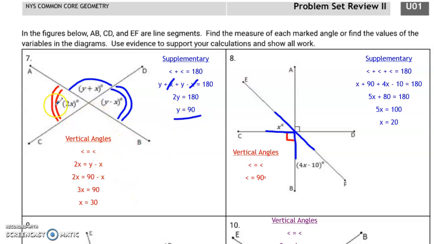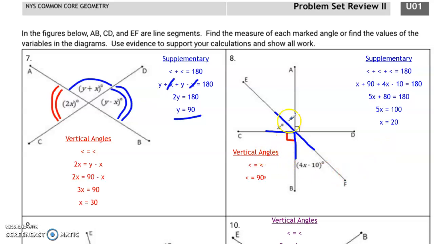Once we found that, we knew that these two angles, 2x and y minus x, were vertical angles. We substituted them into the equation for vertical angles. Then we solved for x. Here again, we knew supplementary angles, these blue angles, they all add up to 180 degrees, so we found x.